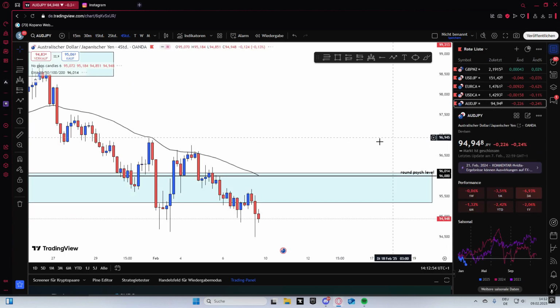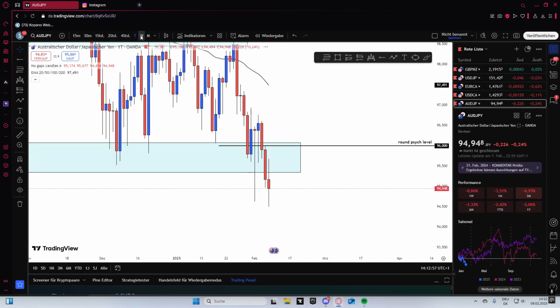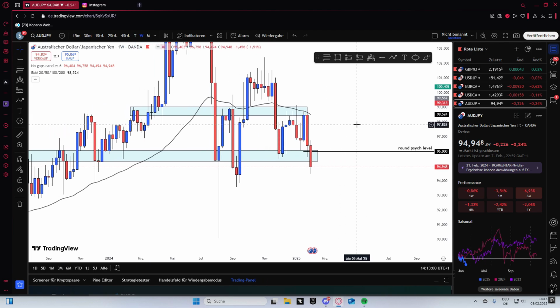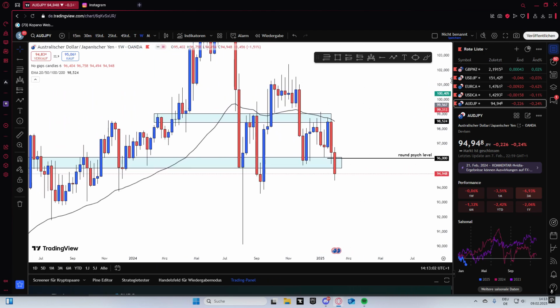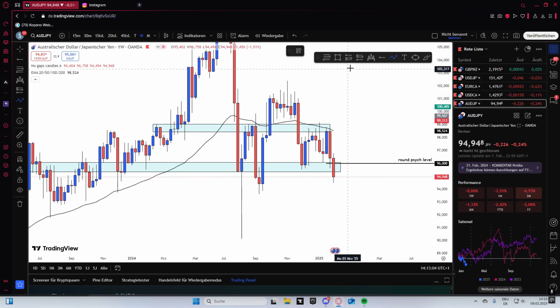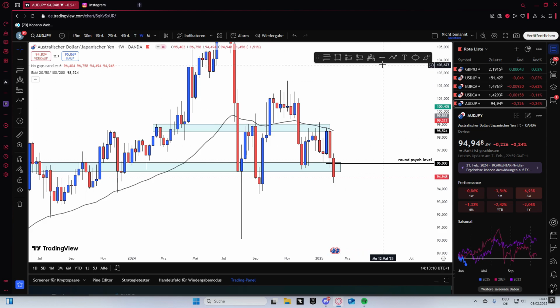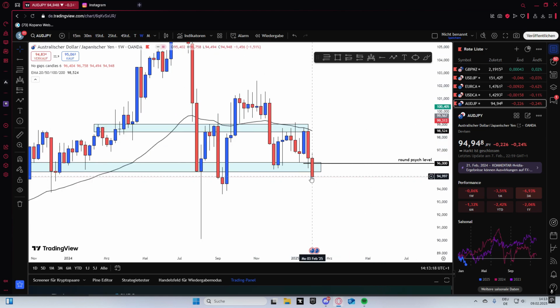My last pair is AUD/JPY, which I don't really like that much, but it's okay. On the weekly we can see we are bullish right now because we are still in this zone here, but we can also see that we are creating very nice bearish structure. So I expect a wick on the weekly into the area of interest to then make a candle like this one to the downside.